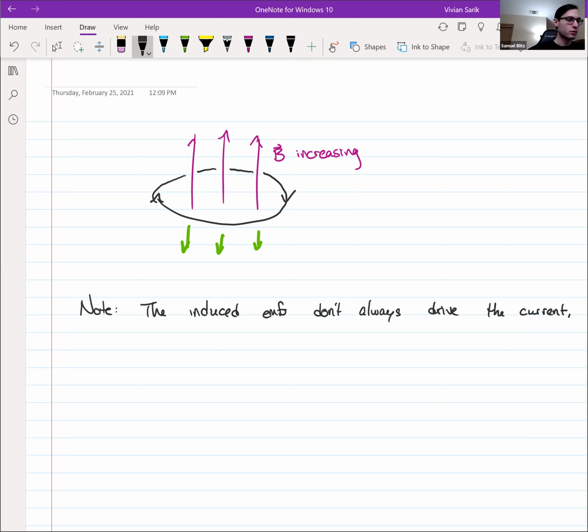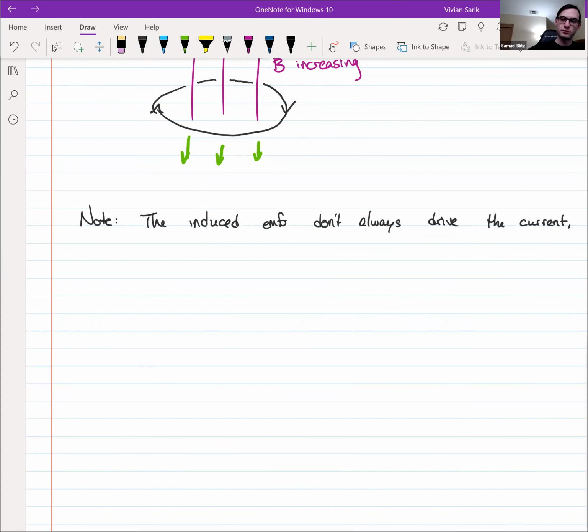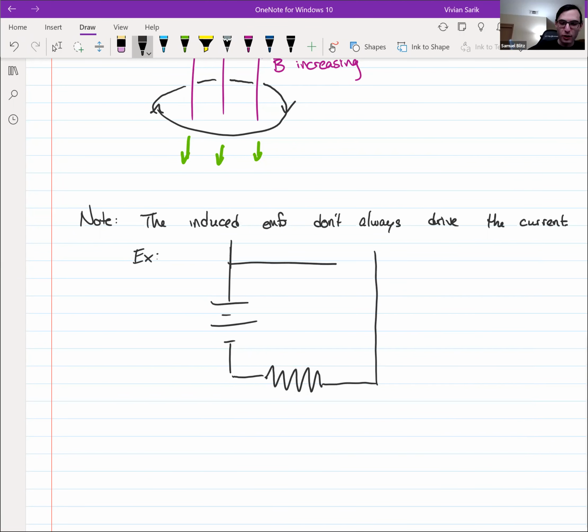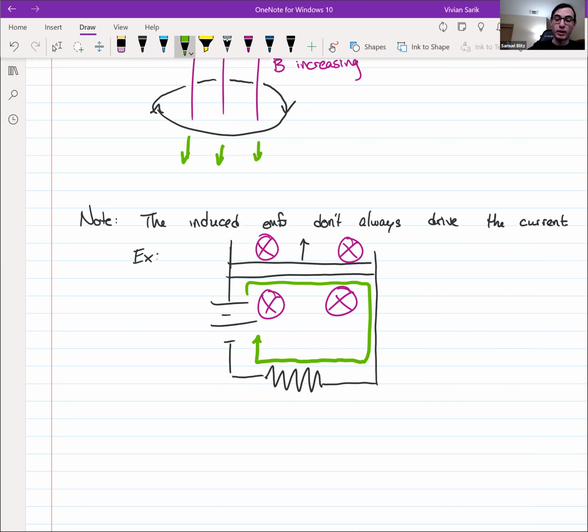So let me give an example. This is the standard picture that we had before, where we have the bar, but this time we're introducing a battery into our picture and maybe a resistor. And then we have our bar that's moving, say, upwards with a magnetic field that's pointing into the screen. So in this case, if the bar were stationary, the current would just flow around the loop like that, right? However, the bar is not stationary.